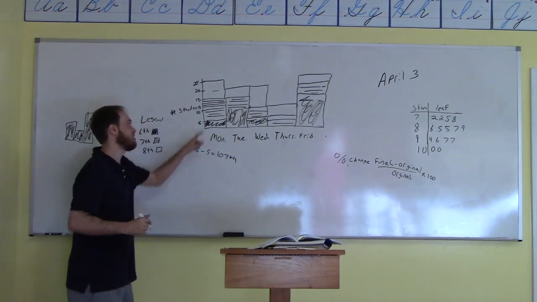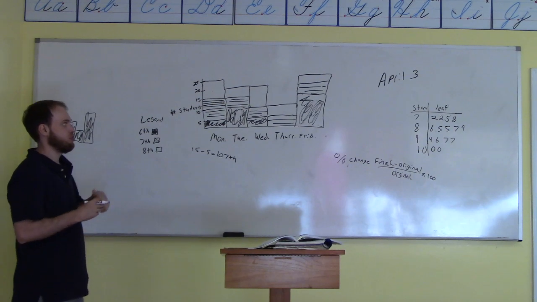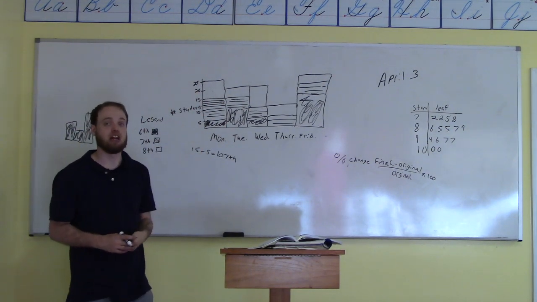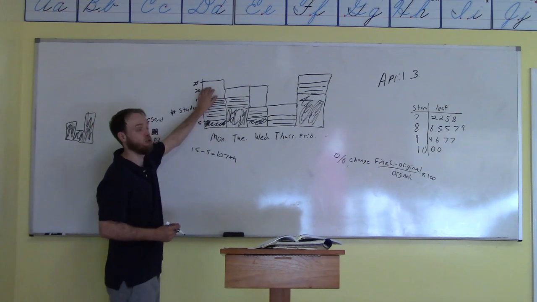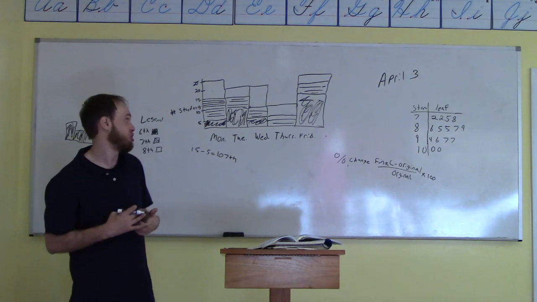Then for the 8th graders, which are just the blank, it would go from 15 to 25, which would also be a range of 10. So there would be 10 for the 8th graders as well. And that's what you're basically going to do. You're going to pull that information out.